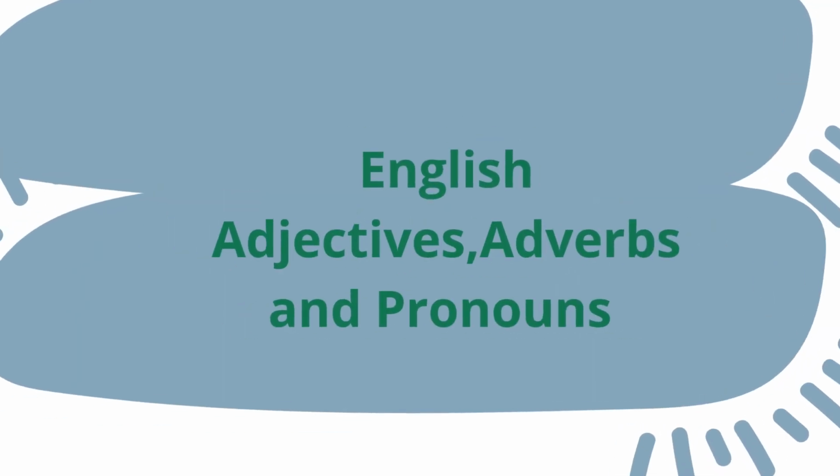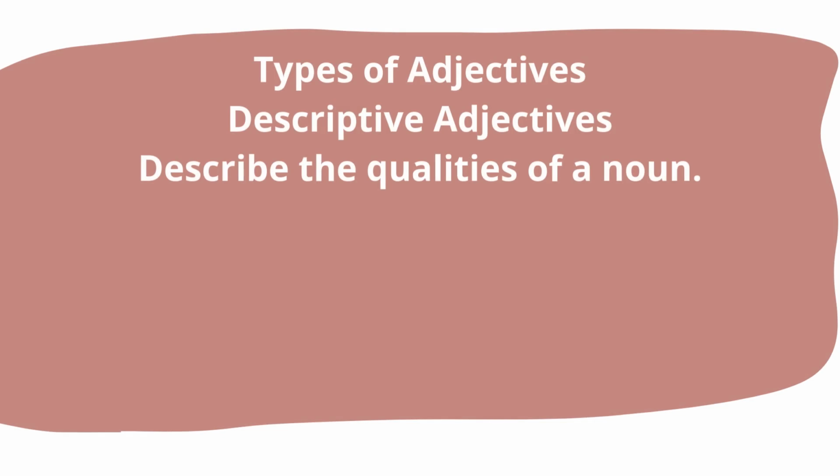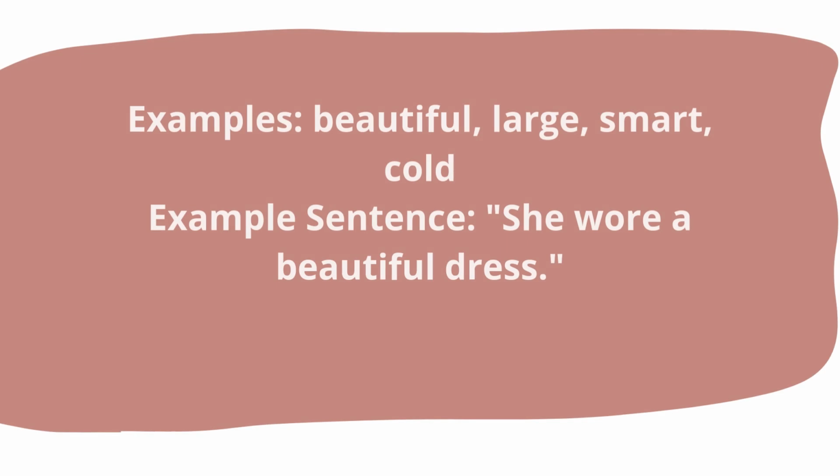English adjectives, adverbs and pronouns. Types of adjectives. Descriptive adjectives describe the qualities of a noun. Examples: beautiful, large, smart, cold. Example sentence: she wore a beautiful dress.